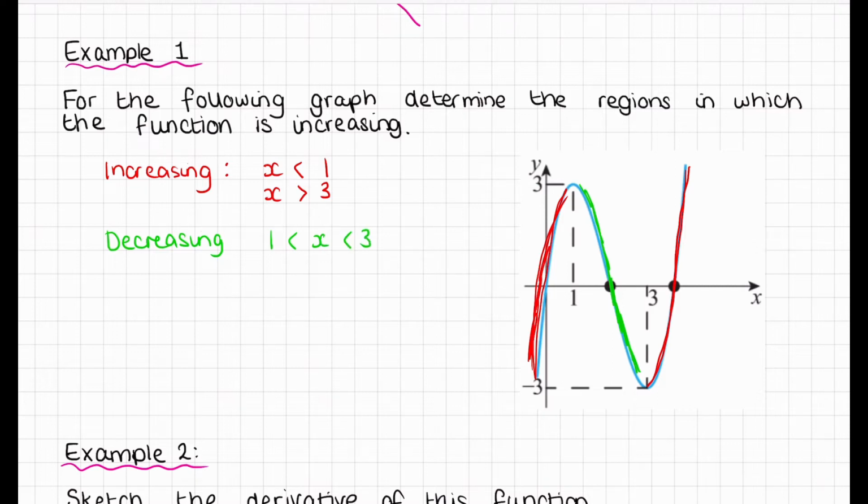Then the other points that we can look for are stationary points. This is when our gradient is 0. And we know our gradient is 0 when the gradient is horizontal, and it will be at our maximum and minimum points, our turning points. So our stationary points are when x equals 1 and when x equals 3.